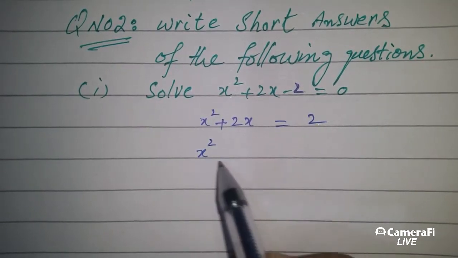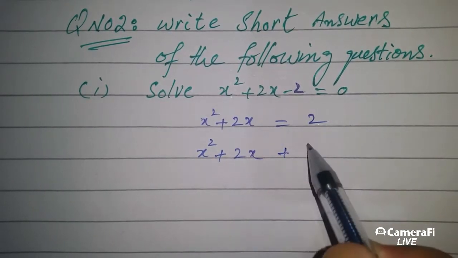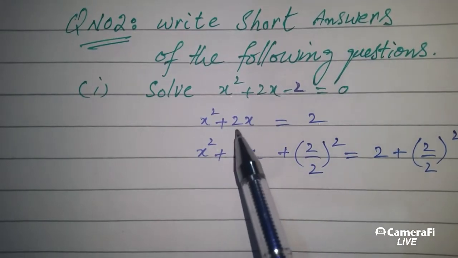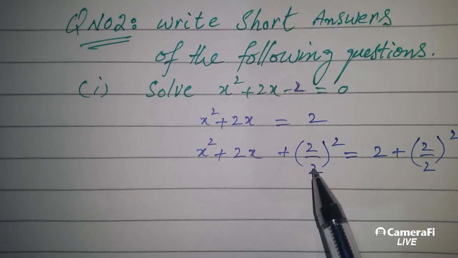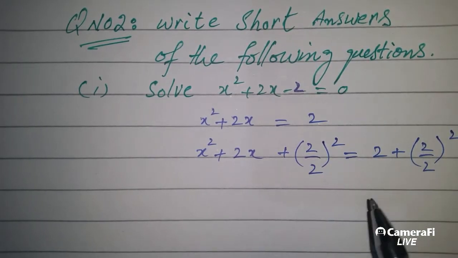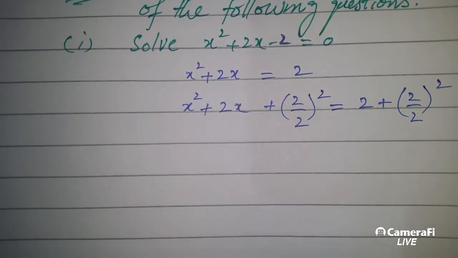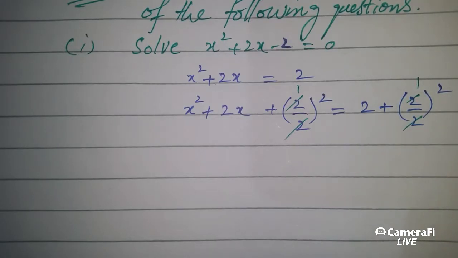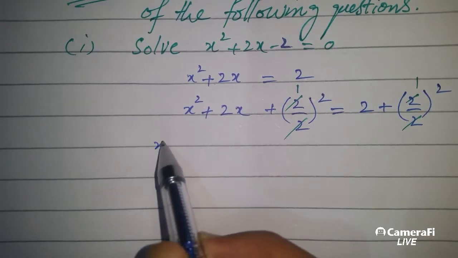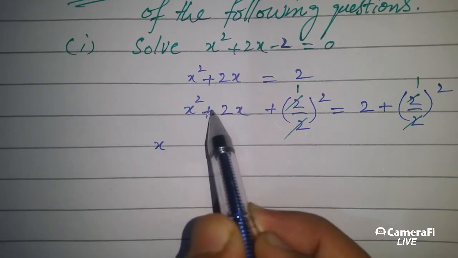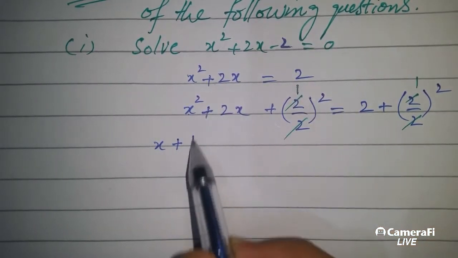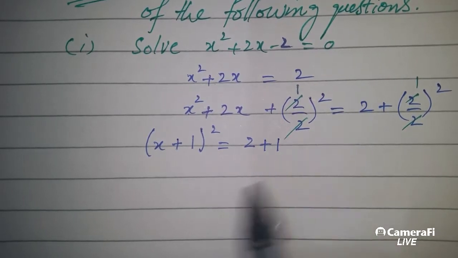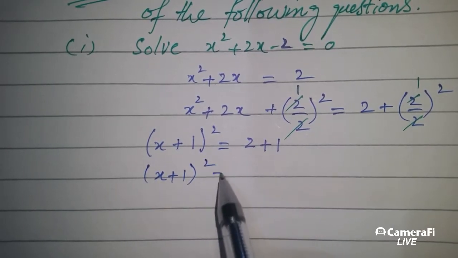Now, I am adding: I have taken this number and divided it by 2 and taking the square of it and adding on both sides. This factor is actually 1. So I am adding 1 square on both sides. So this becomes the first term taken from here, sign is taken from here, and the second term is taken from here, and this becomes a complete square. Here I have 2 plus 1 square is 1. So x plus 1 squared equals 3.